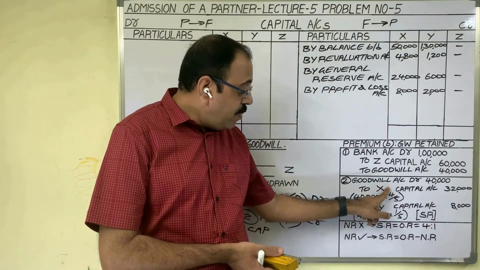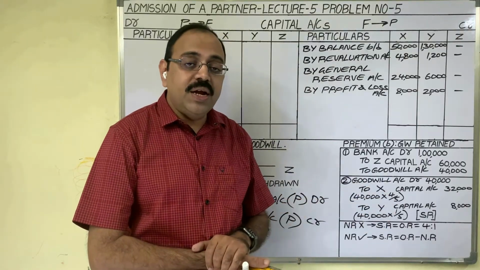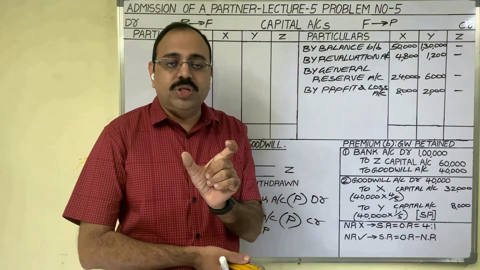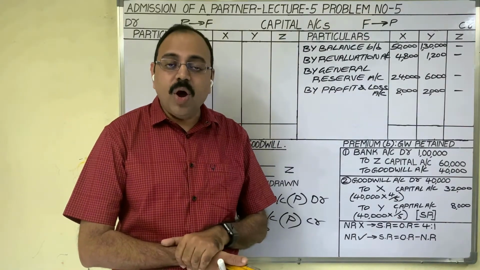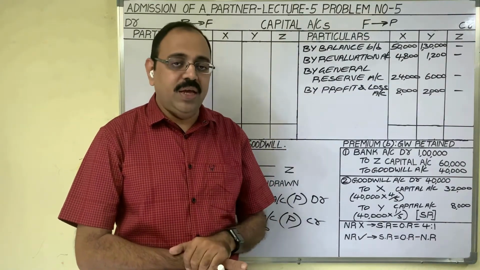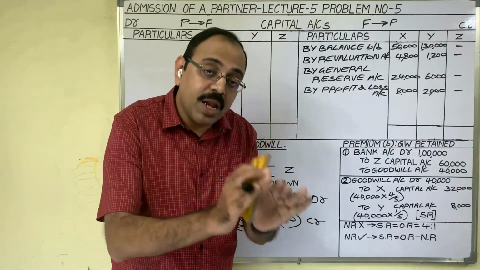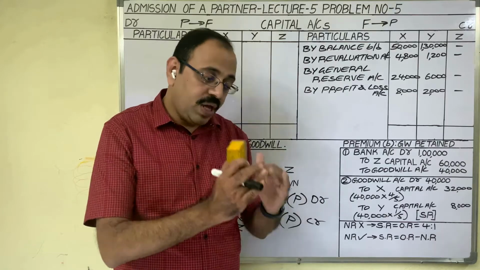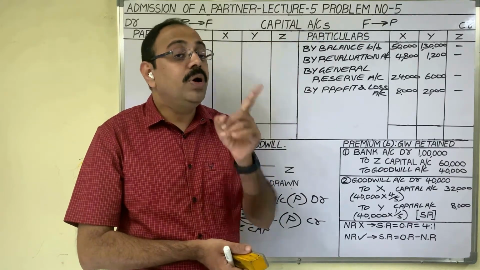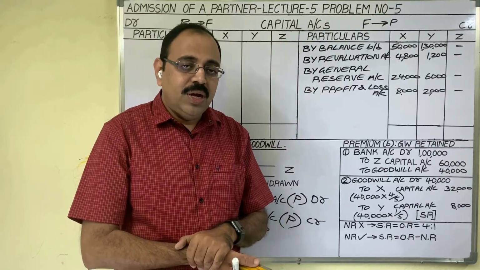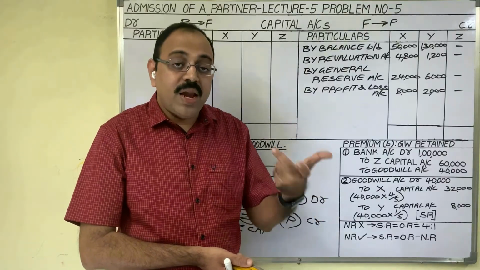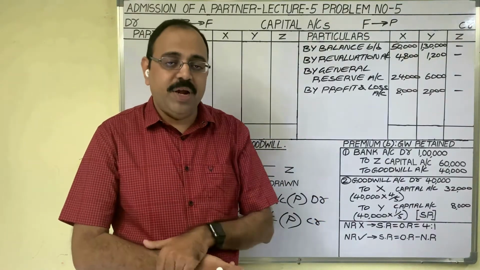And why are old partners' capital accounts credited? Capital accounts show a credit balance because capital is a liability. If you want to increase the capital amounts, you have to credit capital accounts again. If you want to decrease the capital amounts, you have to debit capital accounts.